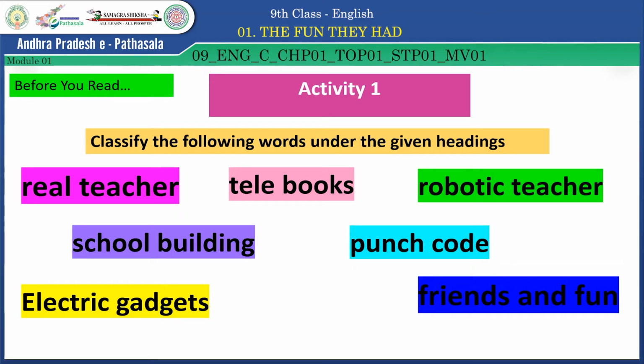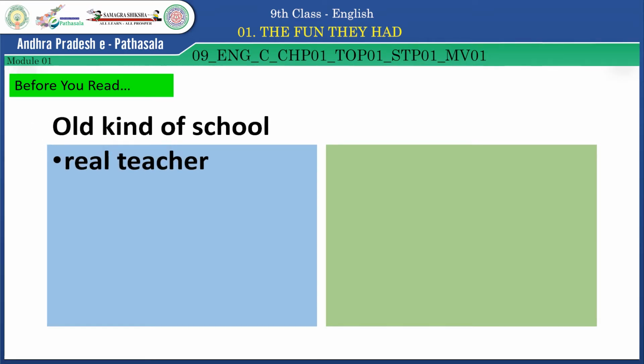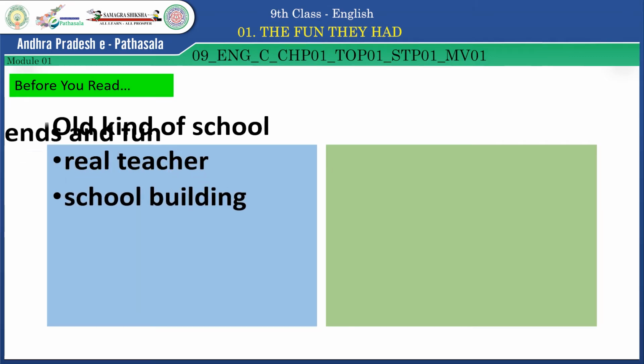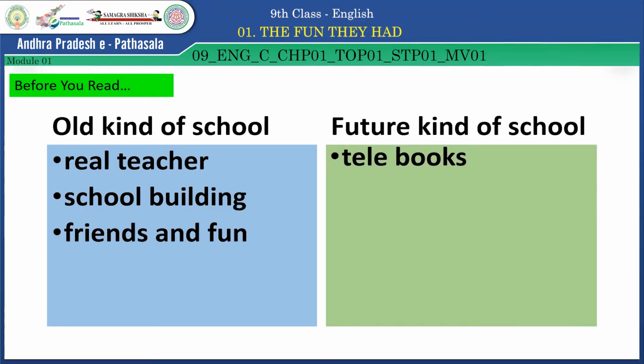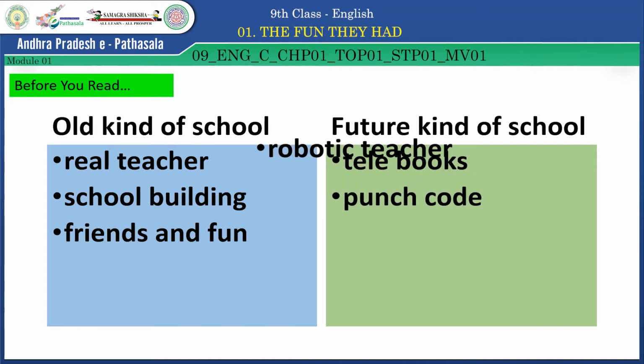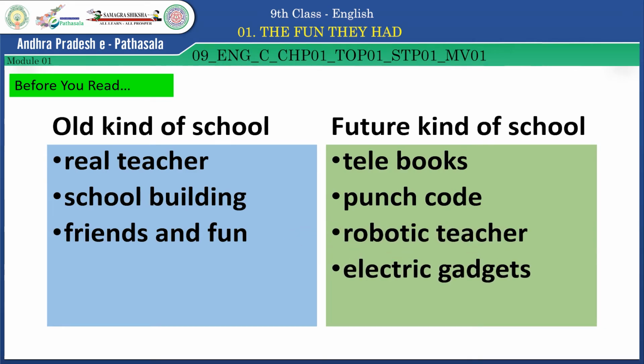Are you ready? If you are ready with the answers, check with me. The old kind of school: in this, we will have a real teacher, school building, friends and fun. And in the future kind of school, we will have telebooks, punch code, robotic teacher, and electric gadgets. I think you all have done in a very good way. Have you got the same answers? Yes, well done.